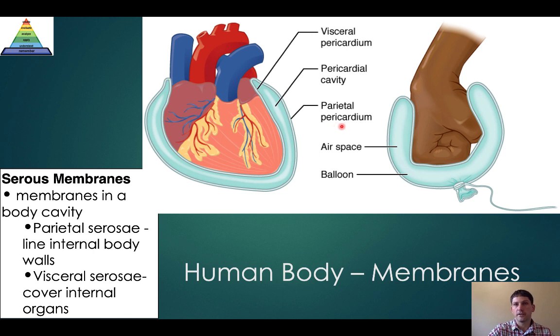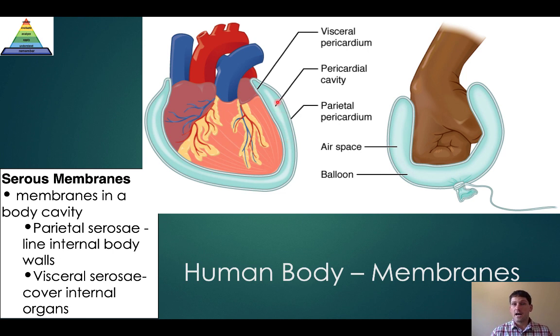Peri means around or near, cardium is the heart, so around the heart. But parietal means wall, and so the parietal pericardium is more superficial or closer to the body wall, whereas the visceral pericardium is in contact with the organ. So viscera means organ, and so the visceral pericardium basically means the layer that is around the heart that's in contact with the heart itself. Now, in between those two layers, we have the pericardial cavity.